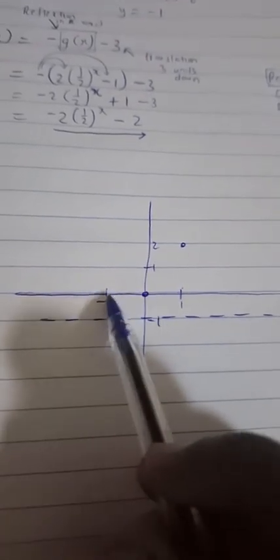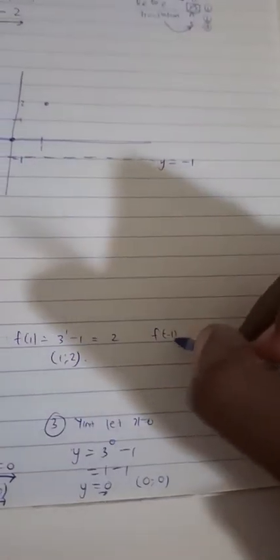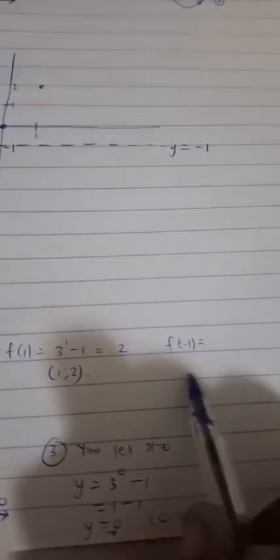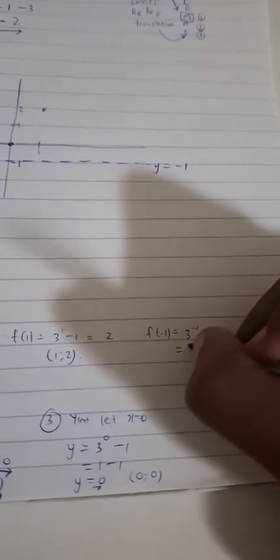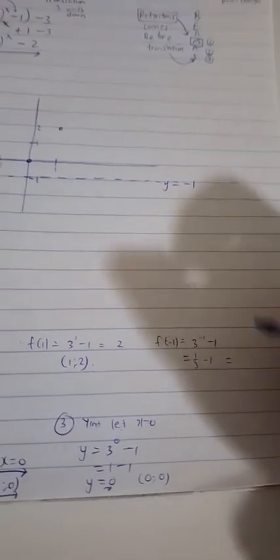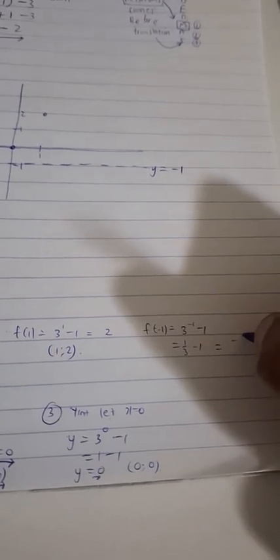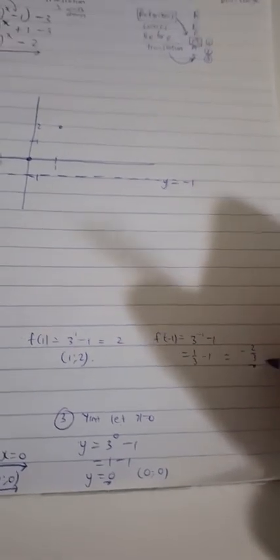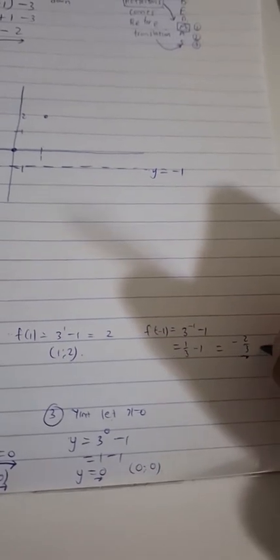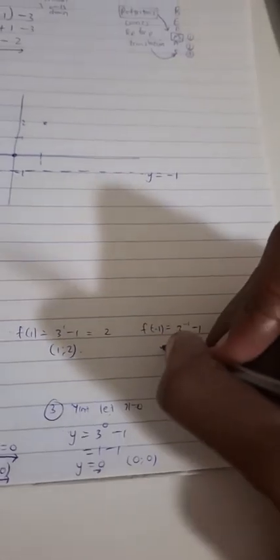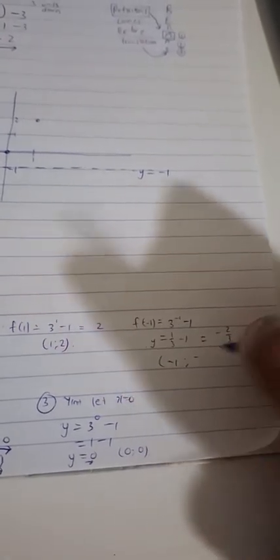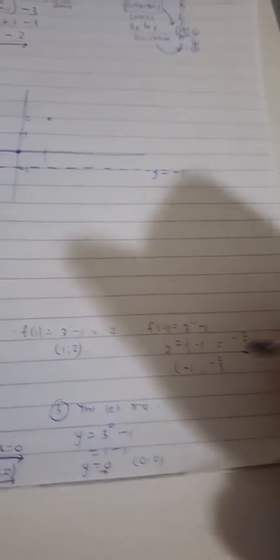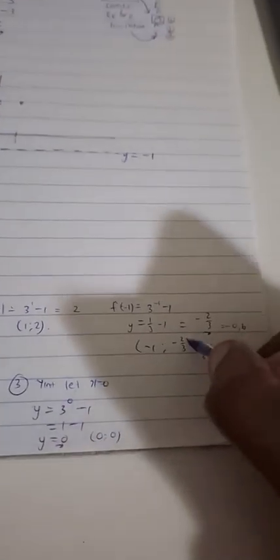Then let's just check -1 as well. If you substitute -1, let's say f(-1). You can use your calculator to get these things quickly. You don't have to necessarily write them out. It makes life easier that way. 1 over 3 minus 1 gives us -2 over 3, which is -0.6 if you actually work it out. So when x is -1, y is -2 over 3, which is -0.6.